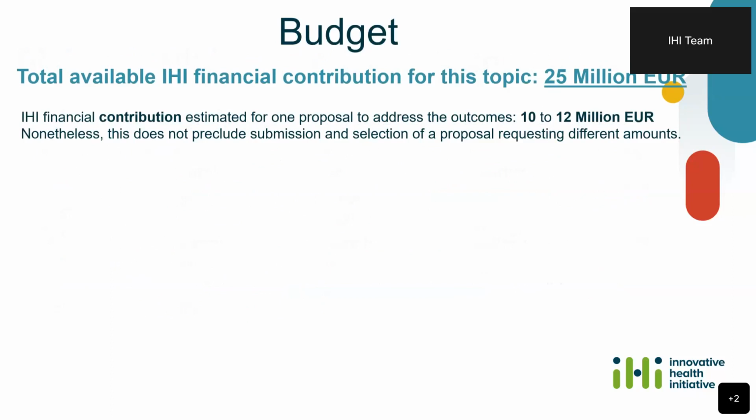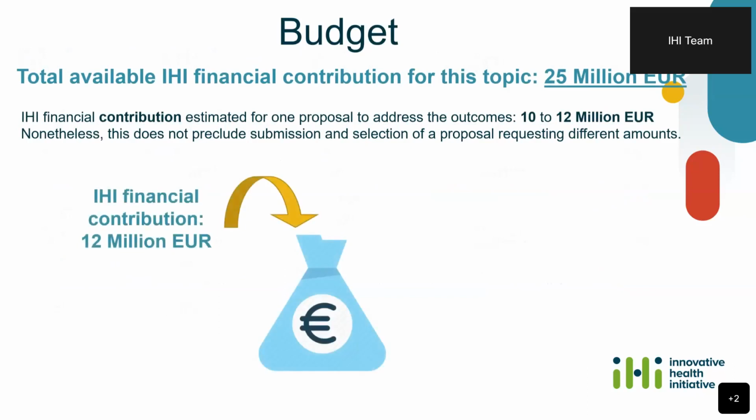And we at IHI estimate that for one proposal to address the objectives and the outcomes as described in the topic text, an appropriate amount of funding should be 10 to 12 million euros. However, this does not preclude you to submit a proposal with different amounts. So here I'm just giving an example.